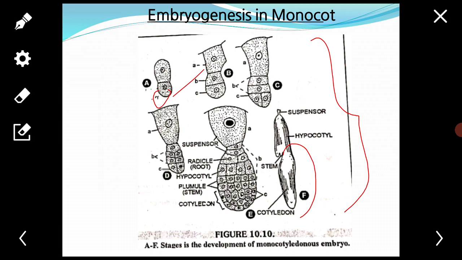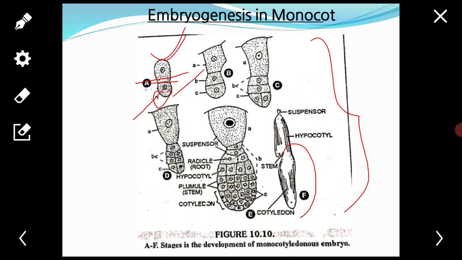Starting from the first diagram, the zygote enlarges in size, secretes its own cellulosic cell wall, and divides by a transverse division, resulting in the formation of two unequal cells: the larger basal cell, the suspensor cell, toward the micropylar end, and a small terminal cell, the embryonal cell, which lies toward the chalazal end of the embryo sac, similar to embryogenesis in dicotyledons.